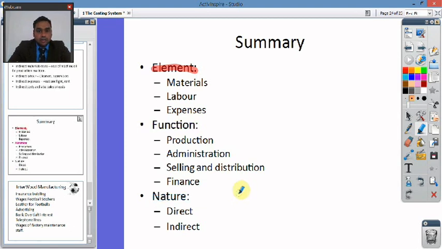I'm going to just take away the colours. Element is materials, labour and expenses. Function is production, administration, selling and distribution and finance. And nature is direct and indirect. So let's go through an example now.